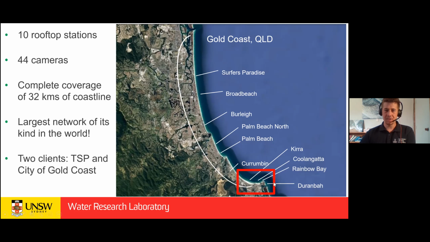To zoom in, let's have a look at this one here, which is at Rainbow Bay, or Snapper Rocks if you're a surfer. This break here is a very well-known surf break. At our Rainbow Bay Snapper Rocks site, we have 4 cameras set up that each see a different part of the beach.